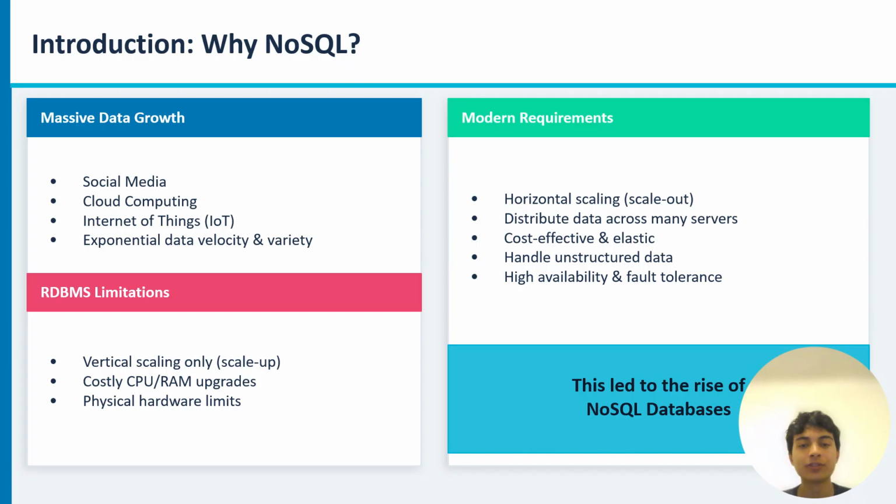In contrast, modern systems use horizontal scaling, which means adding more machines to share the workload. For example, instead of upgrading one server, you can use multiple cheaper servers working together. Because of these challenges and needs, NoSQL databases were introduced.